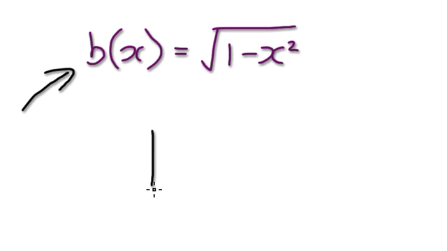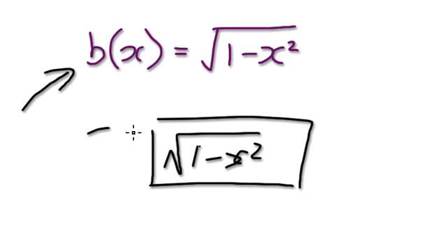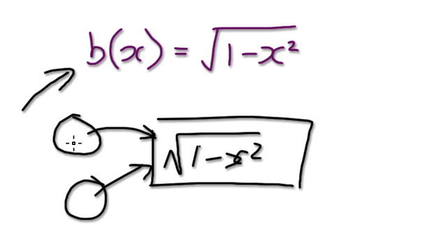Okay, so remember, visualize this as like a machine. So you've got 1 minus x squared here. What can you put into this machine without the machine breaking down? So you put a number into here and then it spits out a number. But what can you put into this machine without it breaking down?